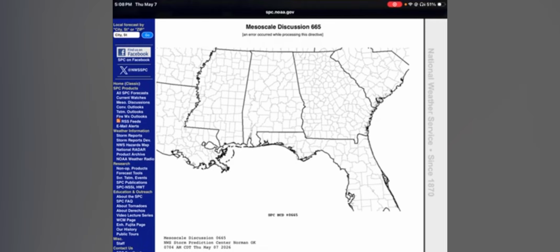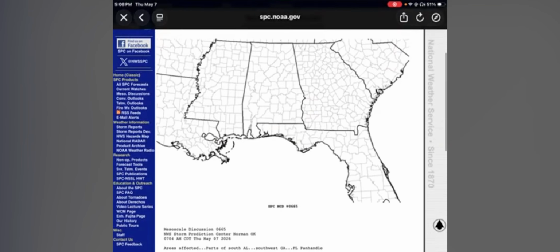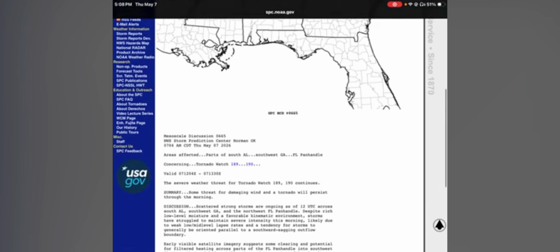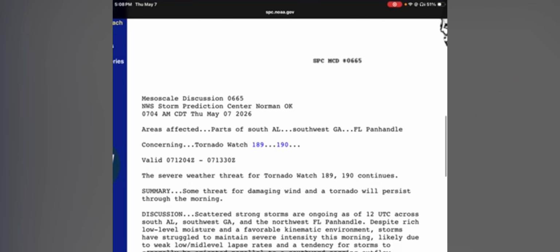So there's a glitch. Trust me, everything was there. There was a mesoscale discussion issued. It's just it was delineated in such an odd way, and it didn't work. There's nothing there. It says areas affected, so you kind of understand the approximate location of where the mesoscale discussion was issued. It was issued for southern Alabama, southwest Georgia, and the Florida Panhandle.